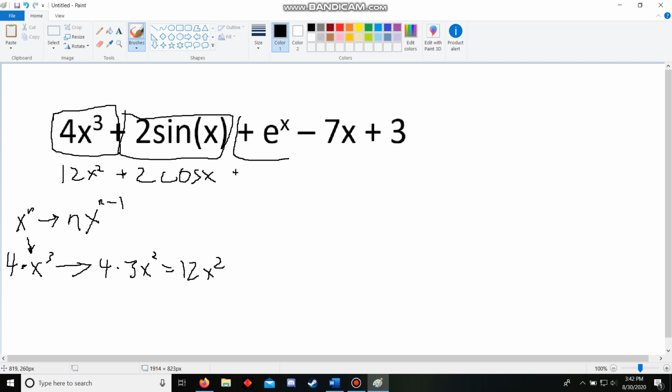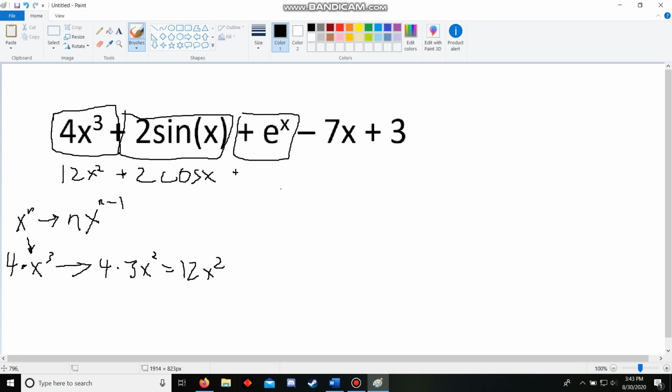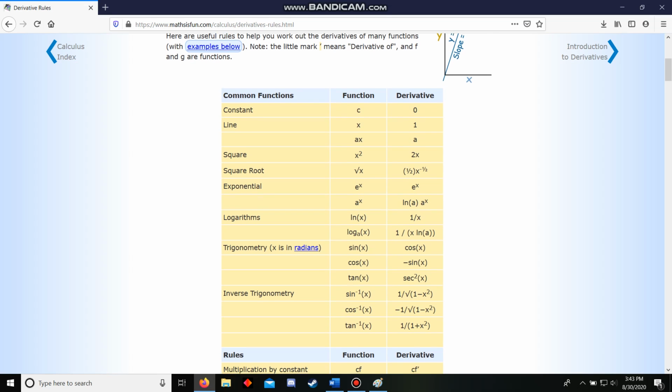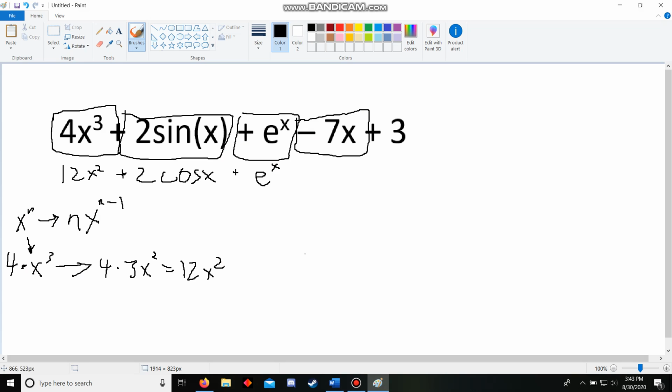The next piece we would look at is this e to the x right here, and we would go to our chart and find e to the x right here. The derivative is e to the x, so it's the same thing, which makes this easy. We just bring this down, e to the x. Our next piece is going to be minus 7x, and we would go to our chart and find the derivative that looked like that, and that would be this, a to the x. The derivative is just a. So we would write that a to the x, the derivative is just a.